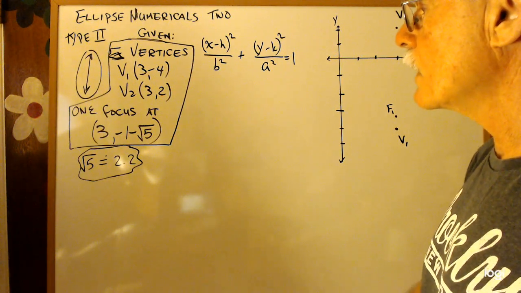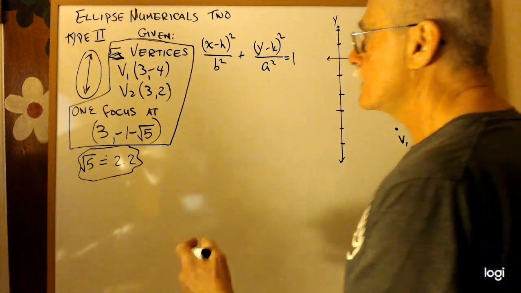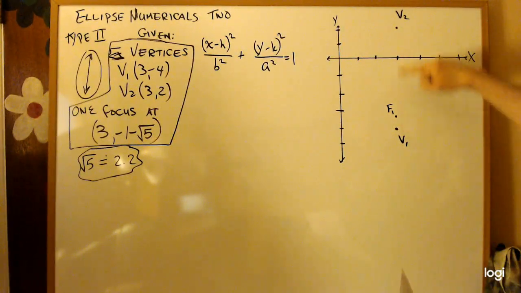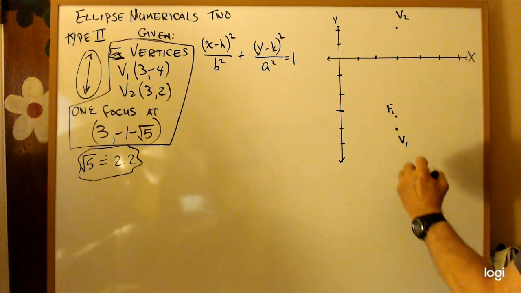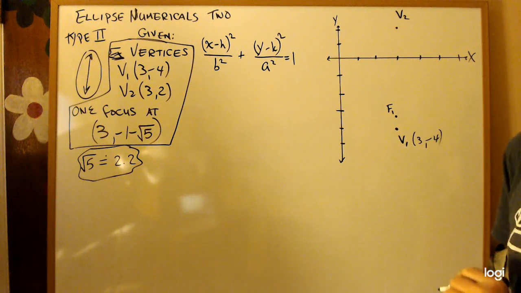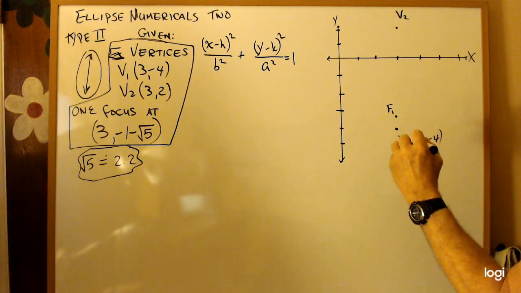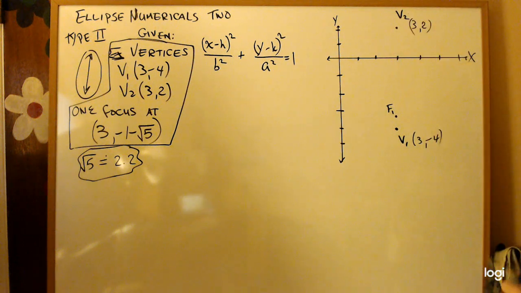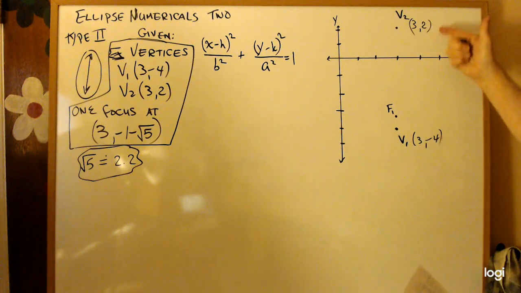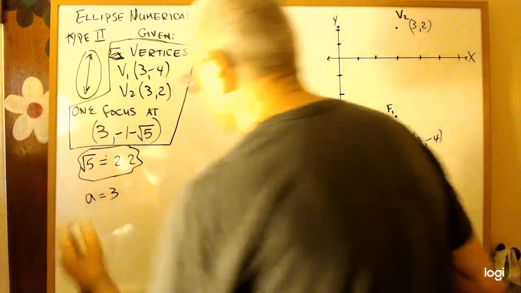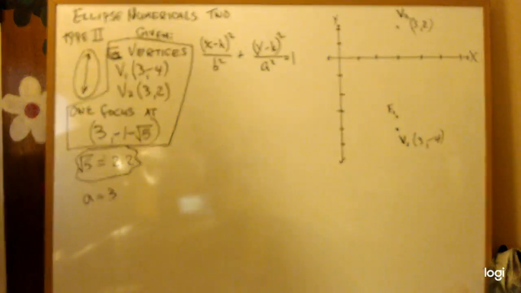So let's get a couple of pieces of information from vertex 1 to vertex 2. Well, let me write this down here. Vertex 1 is 3 comma -4, and vertex 2 is 3 comma 2. Now that distance is 2a. So therefore, if you have a difference of 6, then we know immediately a equals 3. Okay, so a equals 3.